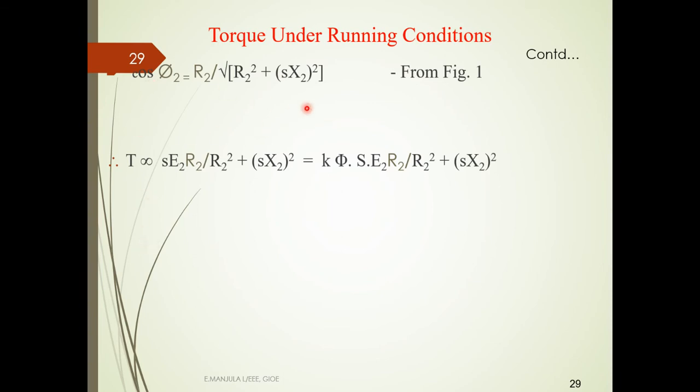So you have to remember some formulas. The power factor of an induction motor, cos phi 2, is always equal to R2 divided by Z. Therefore, the torque T is directly proportional to S into E2, then R2 divided by R2 squared plus SX2 whole squared.